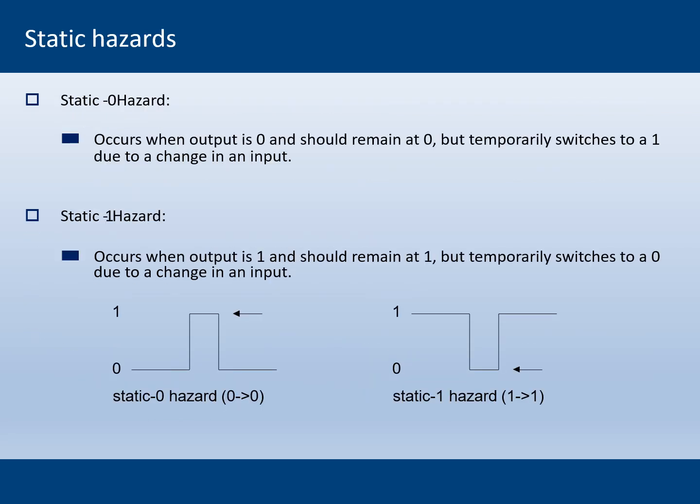Types of hazards. First one is static hazard. In static hazard we have two different types. One is static 0 hazard and the other one is static 1 hazard. What is static 0? It occurs when the output is 0 and it should remain at 0, but temporarily it switches to a 1 due to a change in the input. Similarly, static 1 hazard occurs when the output is 1 and it should remain at 1, but temporarily it switches to a 0 due to a change in an input. So this is static 0 and static 1.